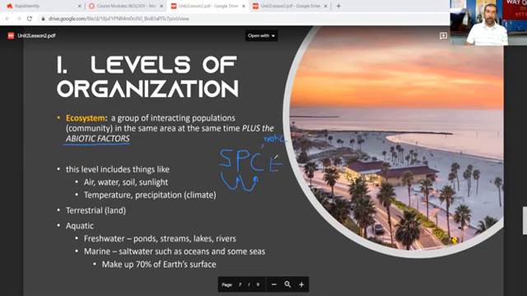But when we start to add in the abiotic things, that is when we reach the ecosystem level. The ecosystem level includes all of the air that you see here. It includes all of the water that you see out here that these fish are living in. It includes the soil, which you see right here by the beach, right?